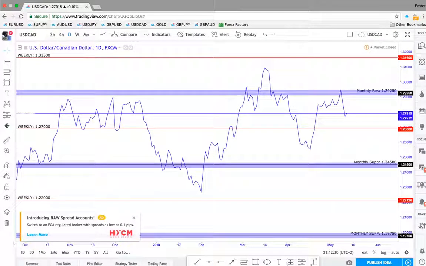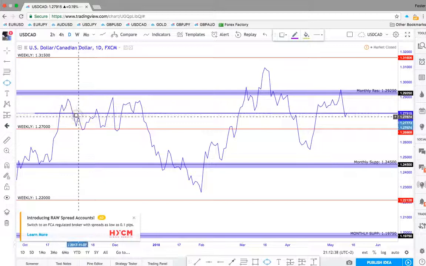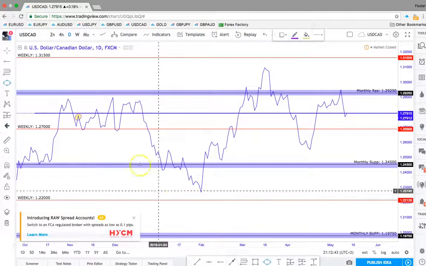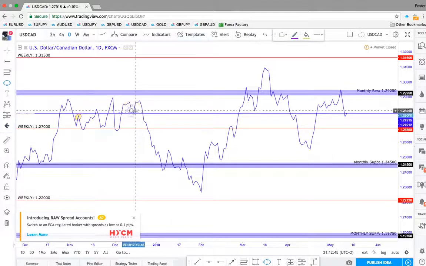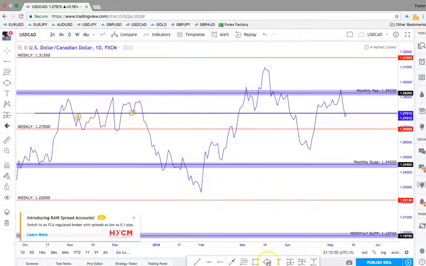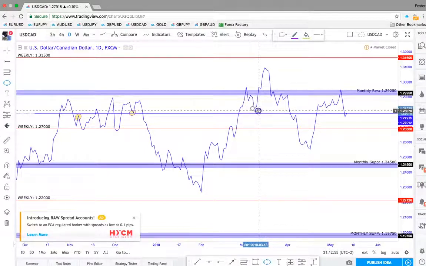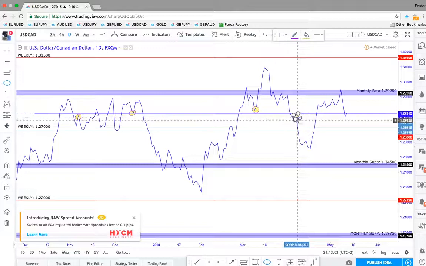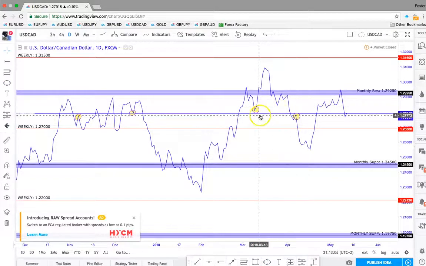Let me use the ellipse tool and show you exactly why I placed it there. So over here, that little peak over there, and then over here, and then again over here. So what do we have here?